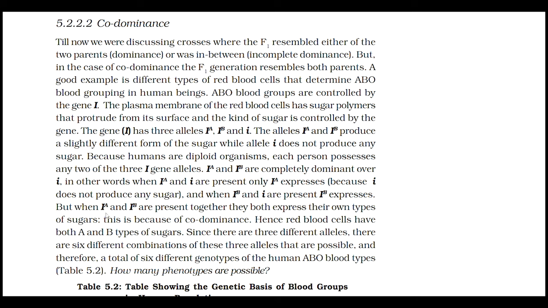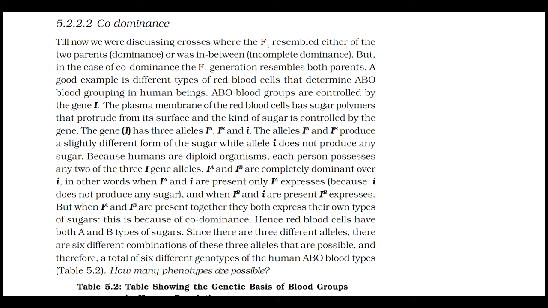But when IA and IB are present together, they both express their own types of sugars. This is because of codominance. Hence, red blood cells have both A and B type of sugars. Since there are three different alleles, there are six different combinations of these three alleles that are possible, and therefore a total of six different genotypes of the human ABO blood types, which is given in figure 5.2.